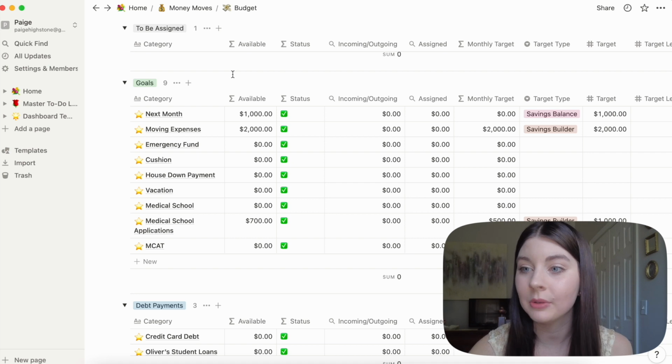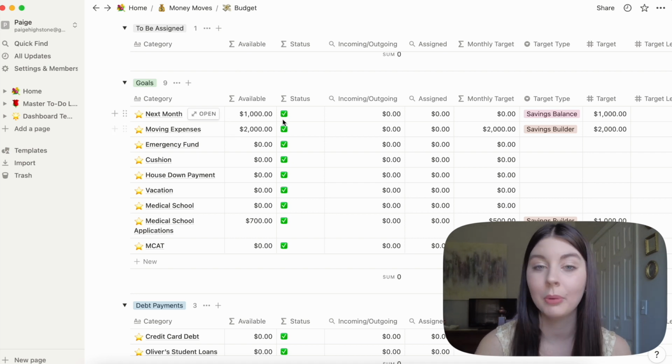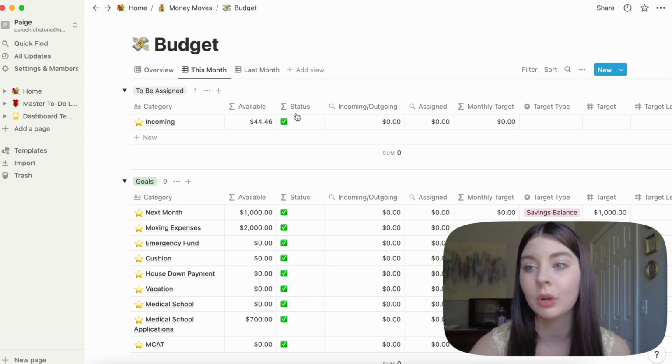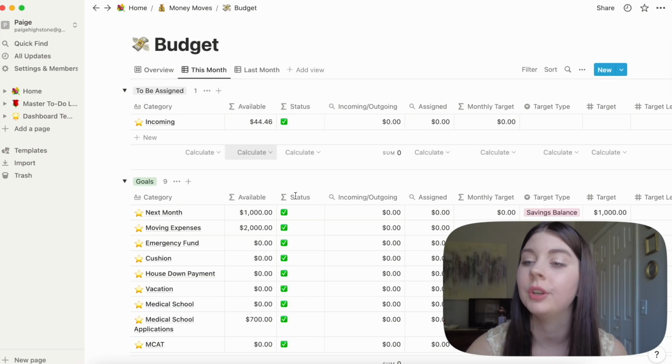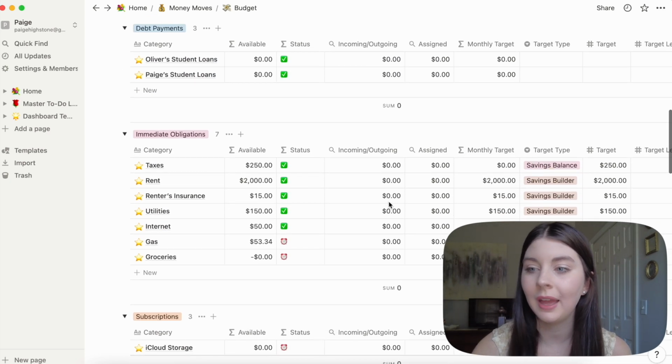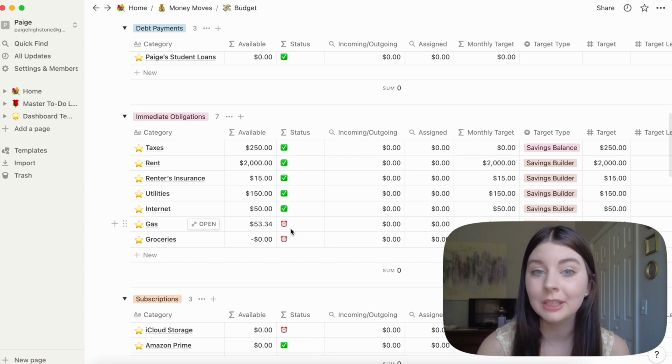So we have about $1,000 from last month that we're putting towards this month that I can take out of there and start moving around, as well as this $44 of incoming that I never budgeted from the end of last month. So I'm going to start by going down the list and looking for anything that has this little clock on it, which basically means I haven't met the spending goal for that month.